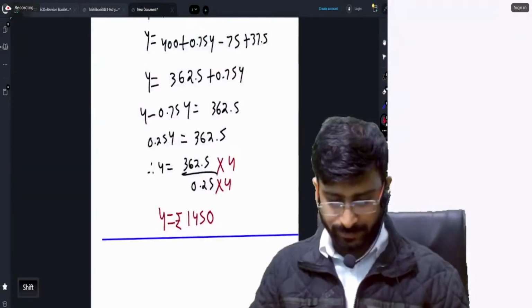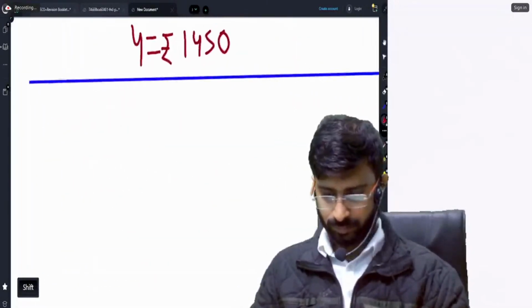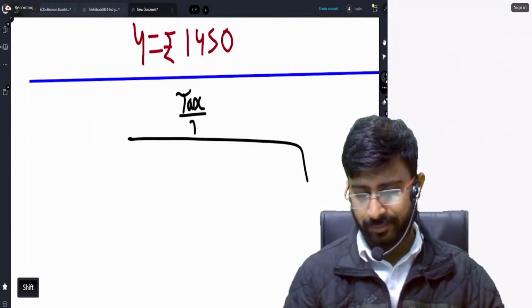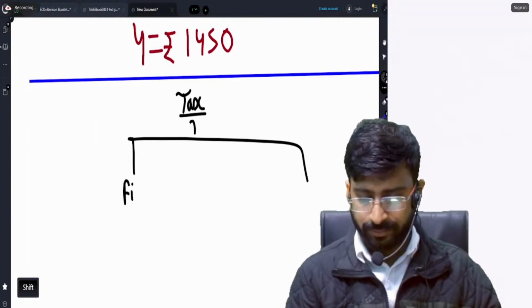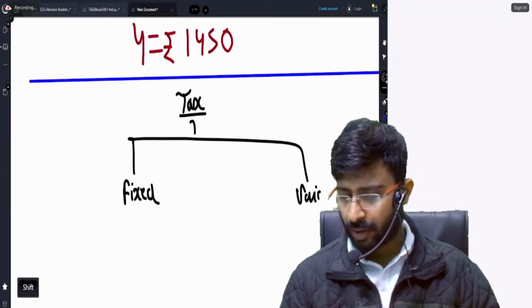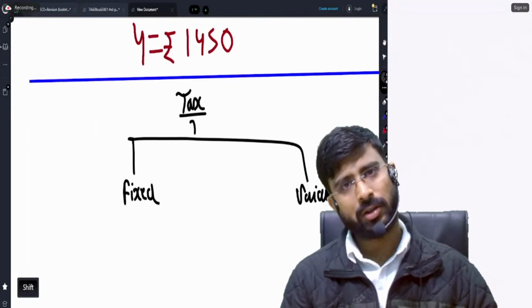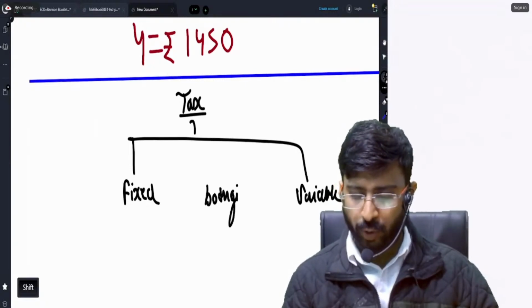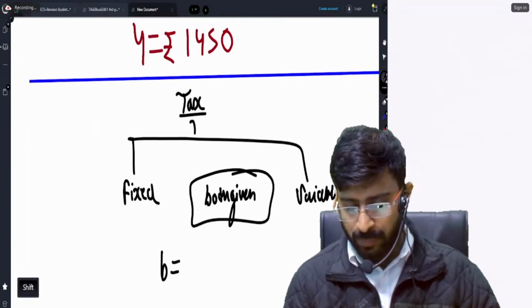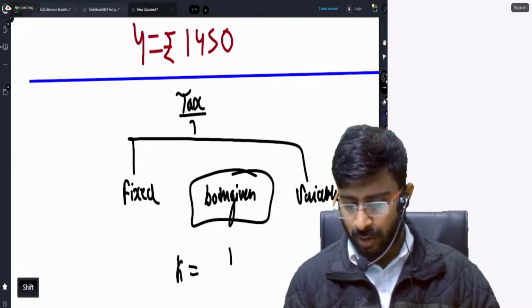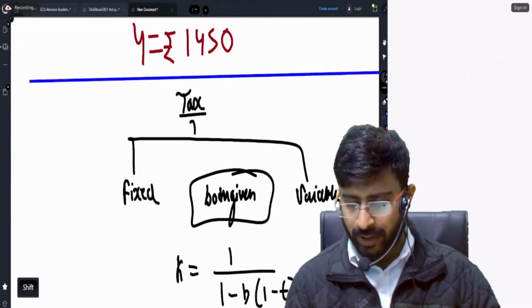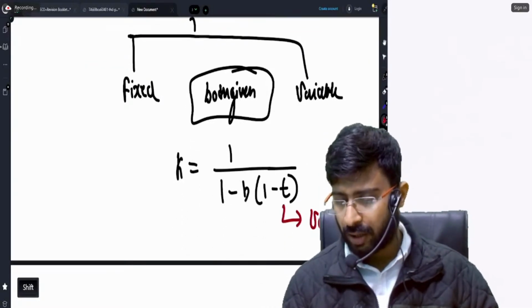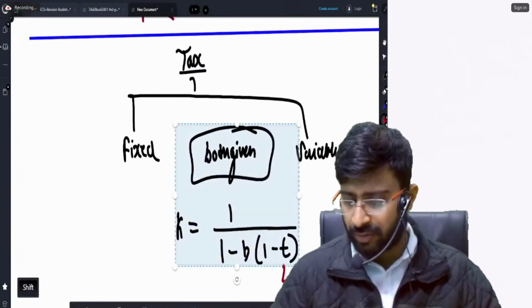I'll make a note for you all. Tax has two components, a fixed component and a variable component, right? Whenever both are given, in such a scenario, the multiplier equals 1 by 1 minus b into 1 minus t, where t represents the variable portion. Note it down, then we will solve it.